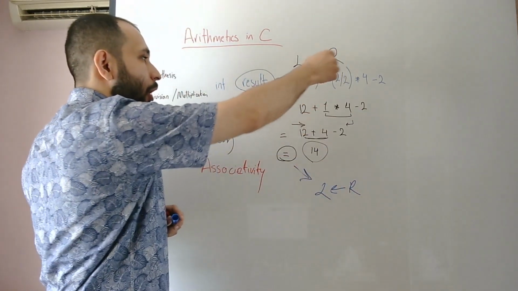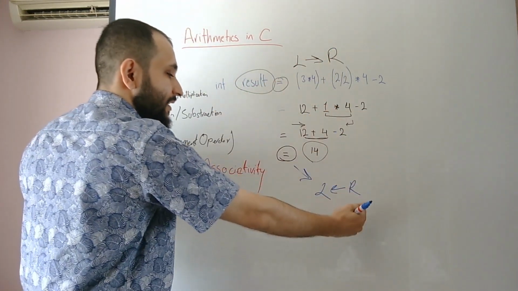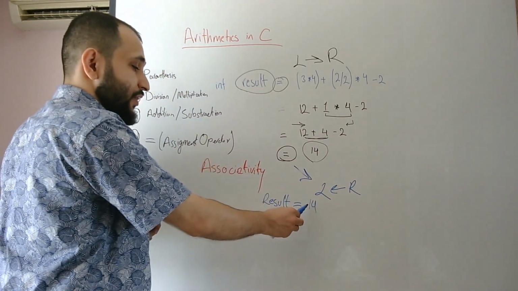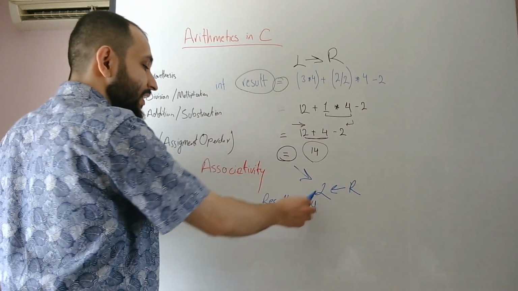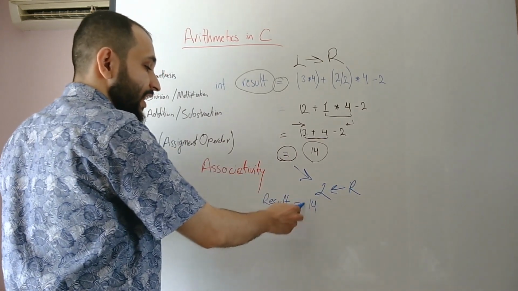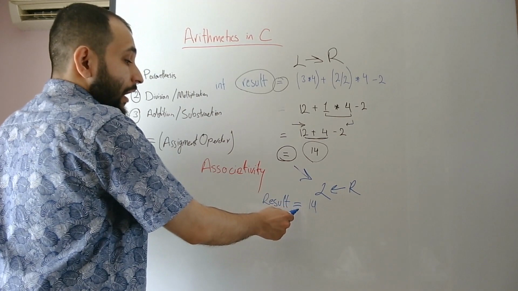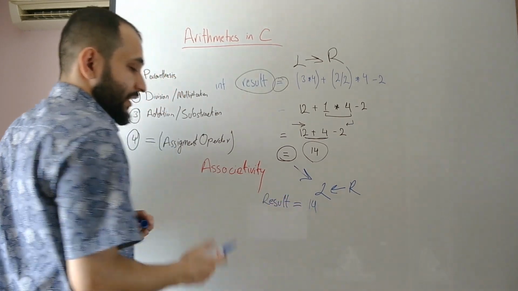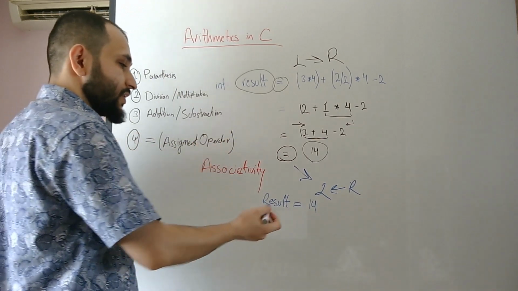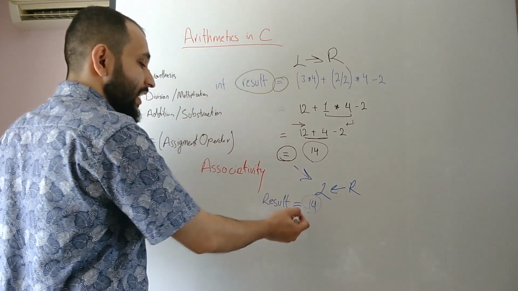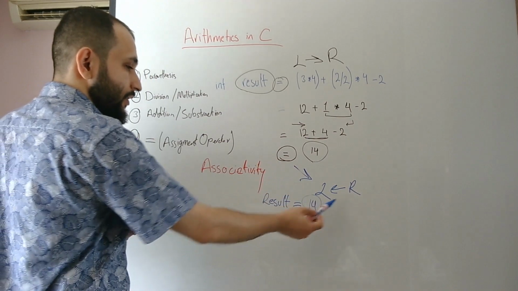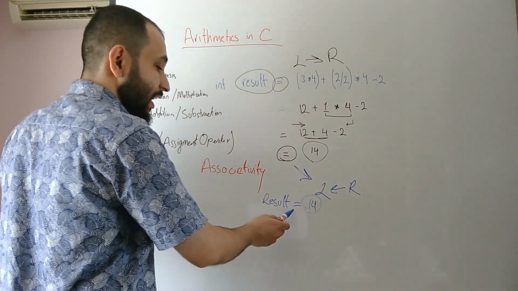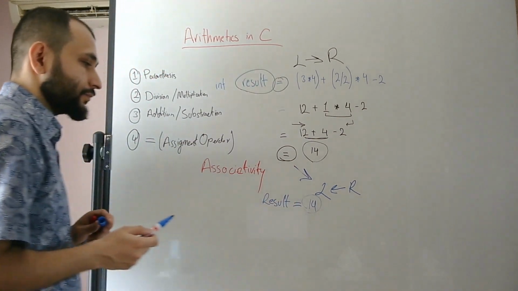That means that whatever operand you put on the right side will be given to the left side. Now, how do we read this considering the associativity? Since it's right to left, that means that 14 is going to be assigned to result, not that result is going to be assigned to 14. This is very important. You should always consider that 14 is going to be assigned to the result from right to left, because that's the associativity of this assignment operator.